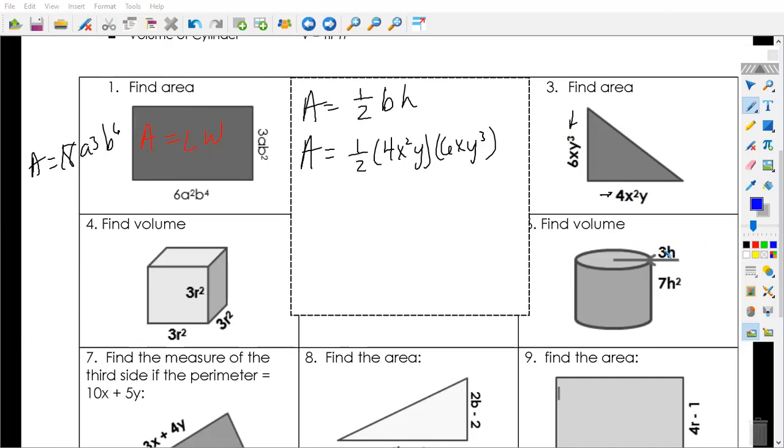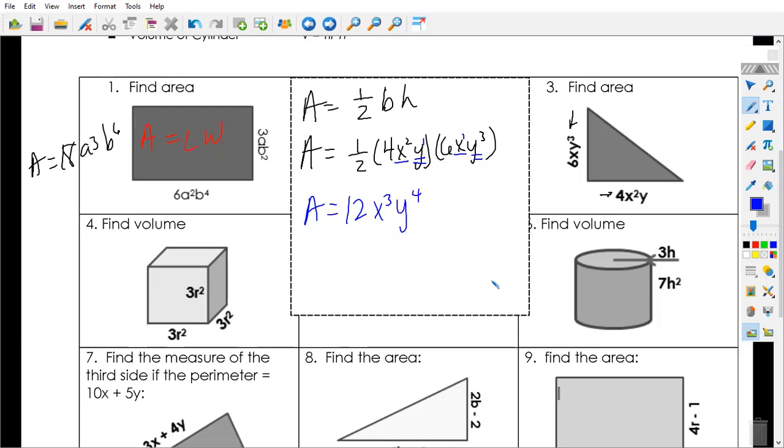Okay, again, when you're multiplying numbers times numbers, like variables at their powers, we get area equals, what's 1/2 of 4? 2. What's 2 times 6? 12. That's our number. Now we're on to our variables. I have x squared and x to the 1, which is x to the 3. And then we have y to the 1 and y to the 3rd.